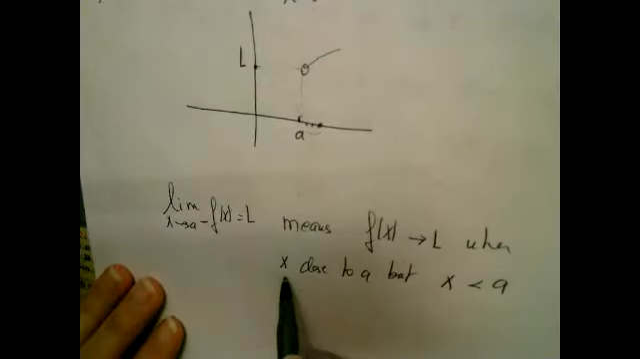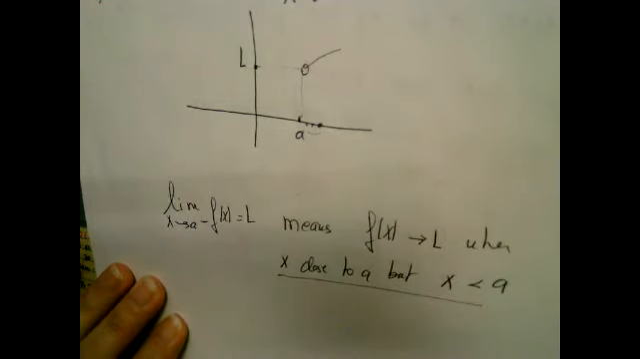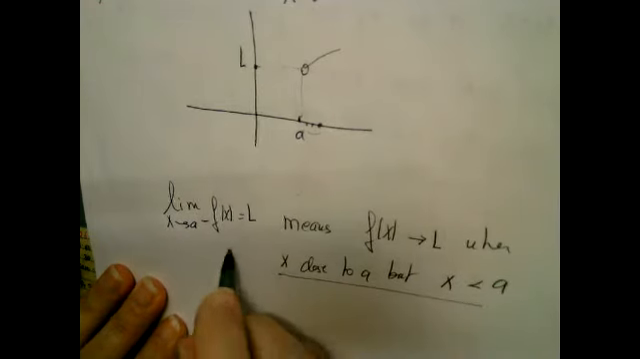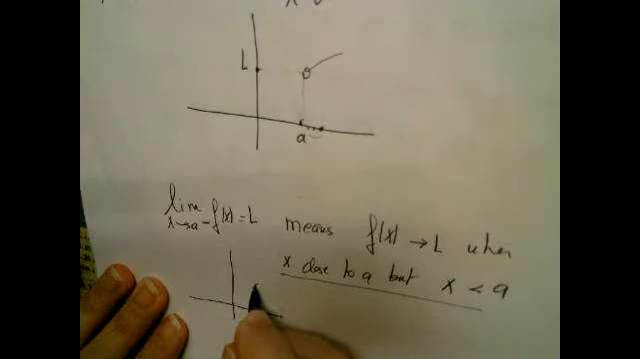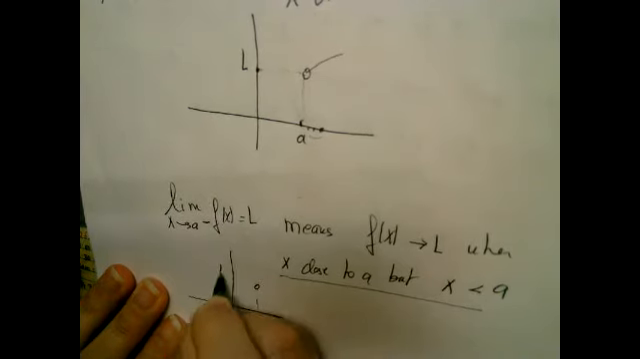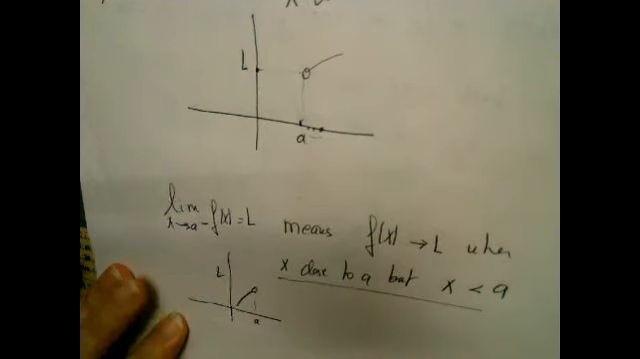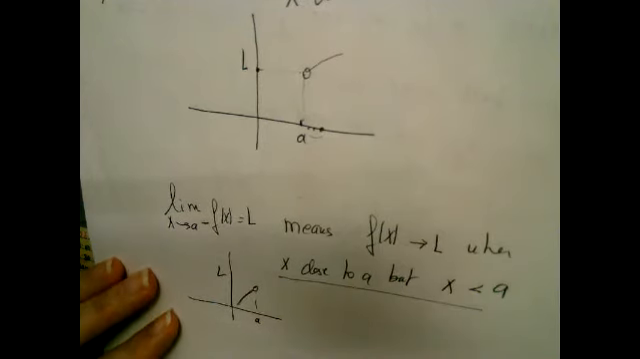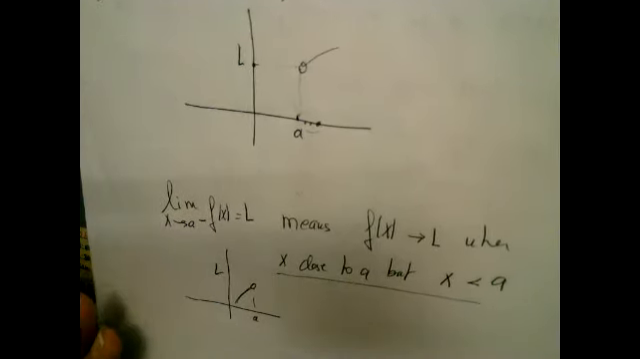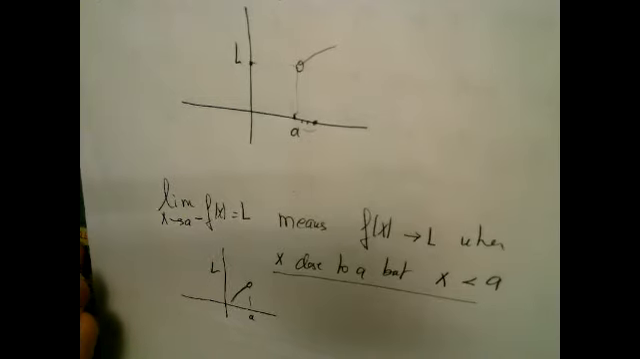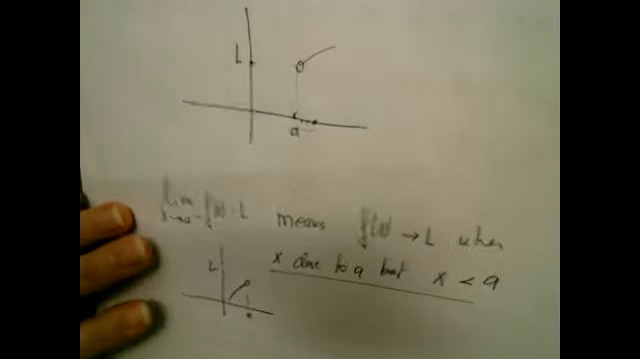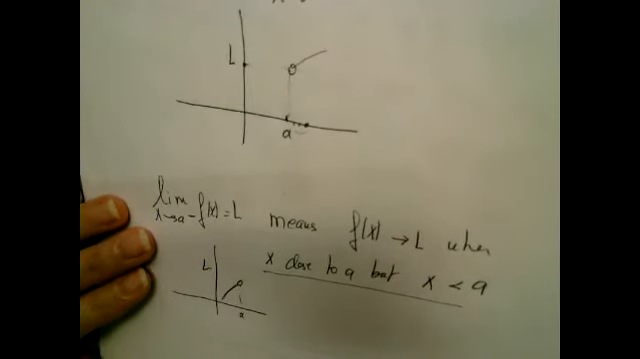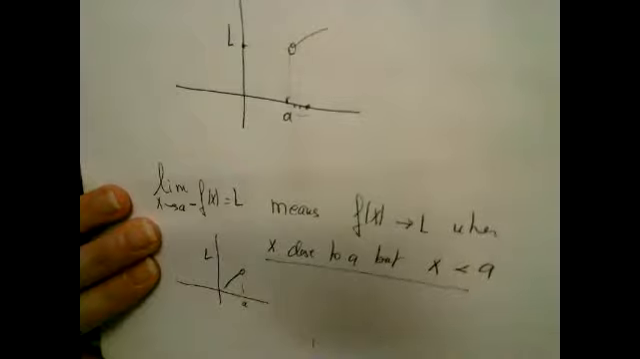It means when we are only interested in the values of x less than a, the output becomes close to L. The picture is the following. This is my a, and this is my L. It means the values become close from here. Please ask questions as I move on.